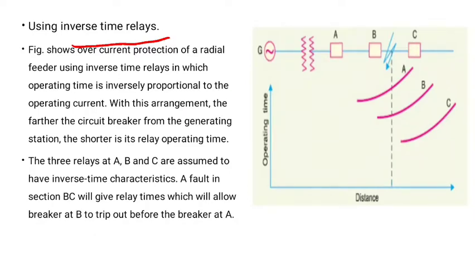So the circuit breaker which is very far away from the generating station will have a shorter operating time for the relay. Now the three relays at A, B, C are assumed to have an inverse time characteristic. A fault in section BC, as shown in the figure, will give a relay time which will allow the breaker at B to trip out before the breaker at A.